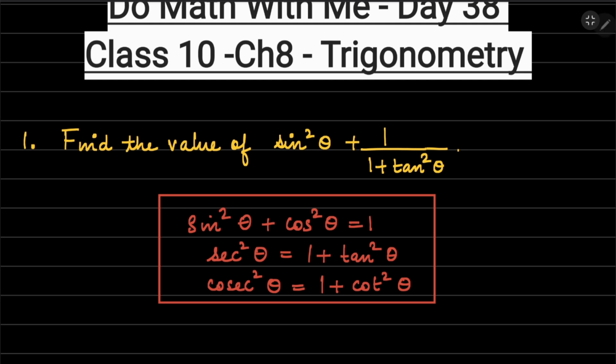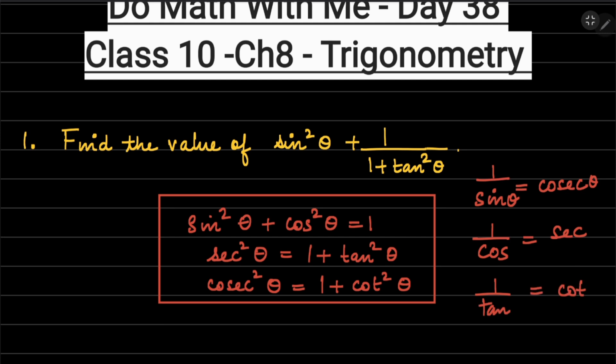Now in our case, you are given sine square theta and 1 by 1 plus tan square theta. What is 1 plus tan square theta? 1 plus tan square theta is equal to secant square theta, right? So you should also know how they are reciprocally related to each other. So for example, 1 by sine is nothing but cosecant theta. If you are asked 1 over cos, it is secant, right? 1 over secant, they are reciprocal to each other. 1 over secant is cos, 1 over cosecant is sine. Similarly, 1 over tan is nothing but cot and 1 over cot is tan. So these are reciprocally related to each other.